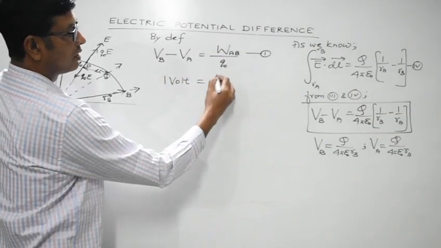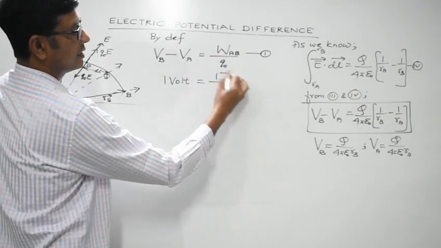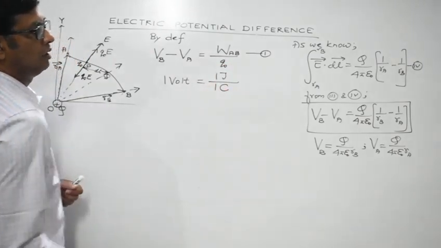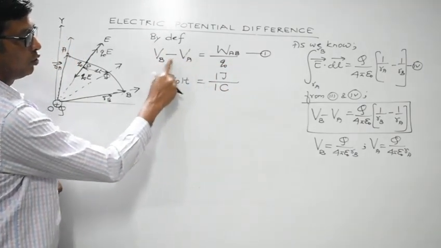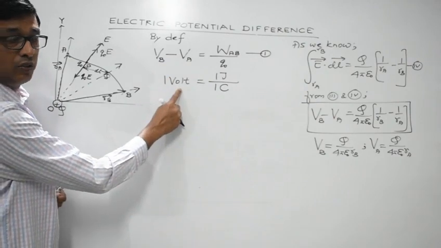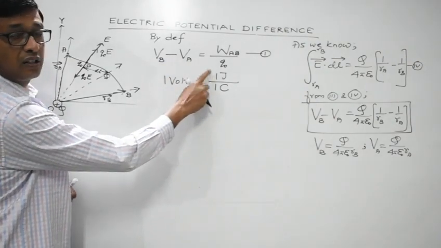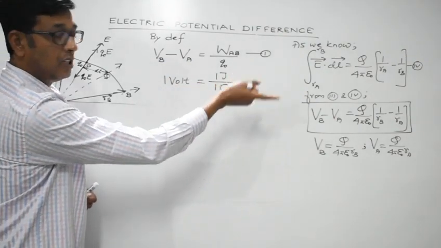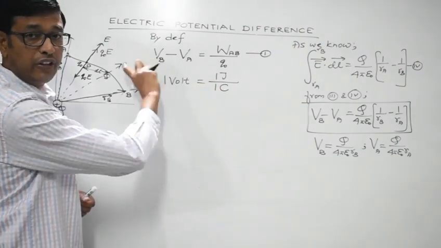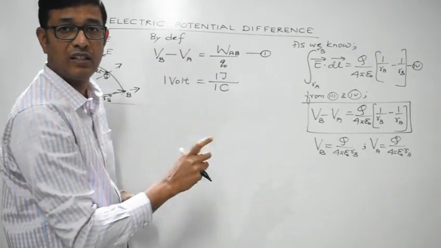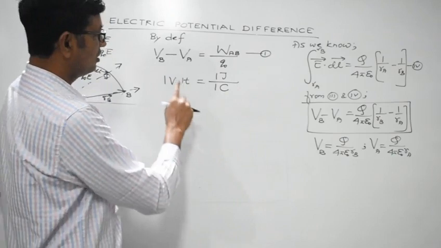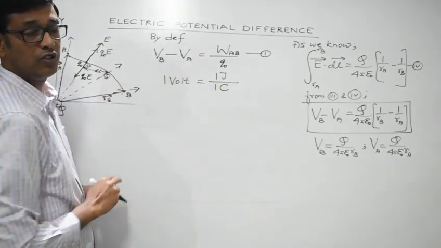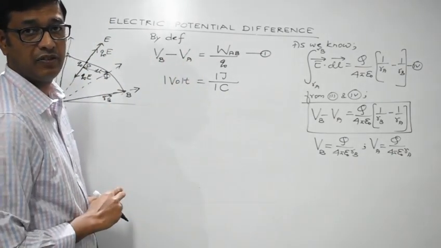The SI unit of work is joule. The SI unit of charge is coulomb. So the potential difference between the 2 points is said to be 1 volt when 1 joule of work is required to be done in moving a charge of 1 coulomb between those 2 points without any acceleration. So this is how the SI unit of potential difference, which is volt, can be defined.